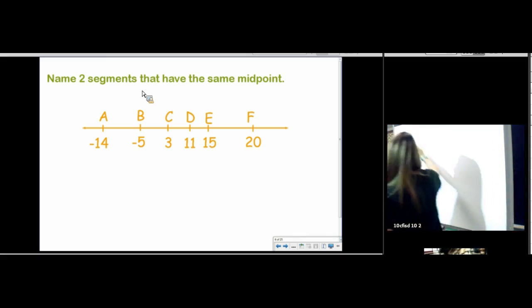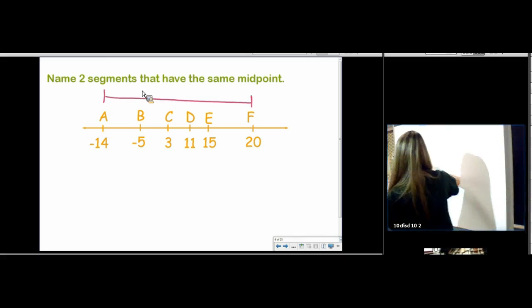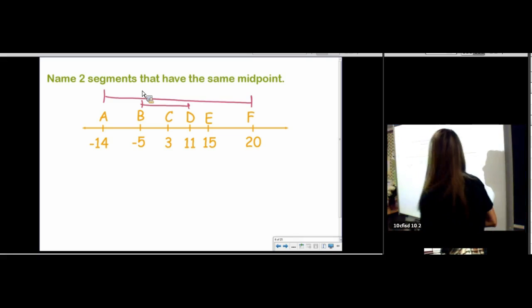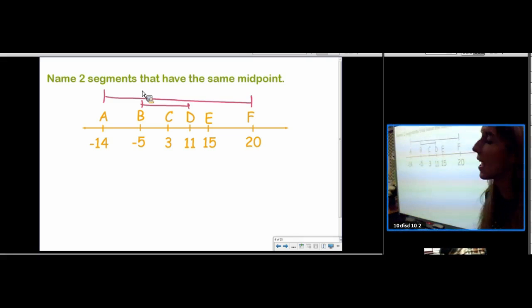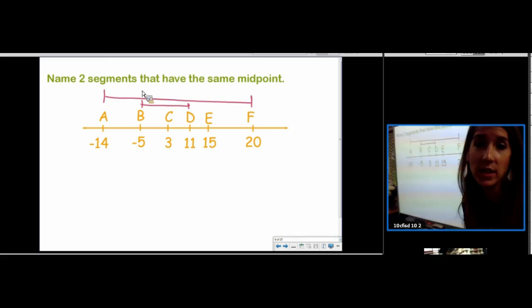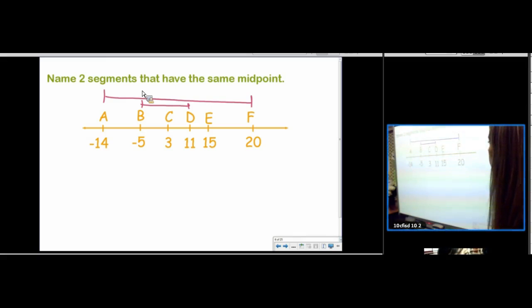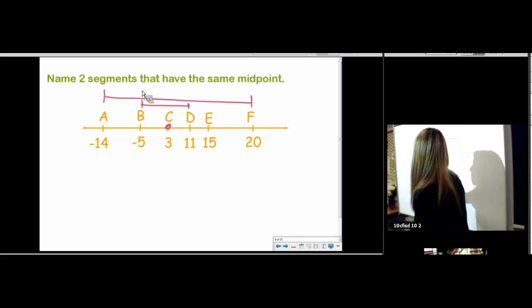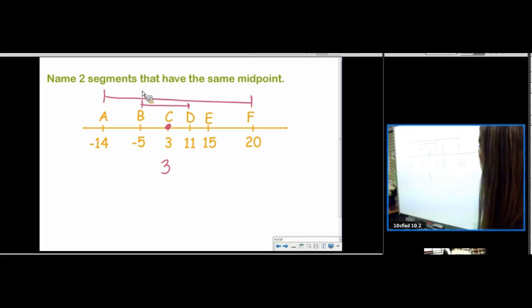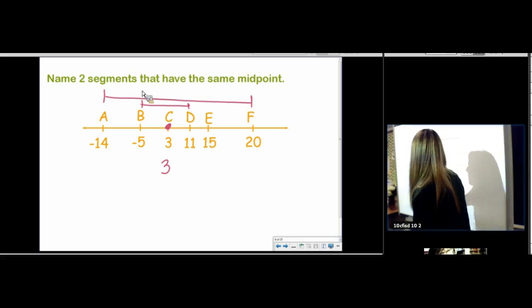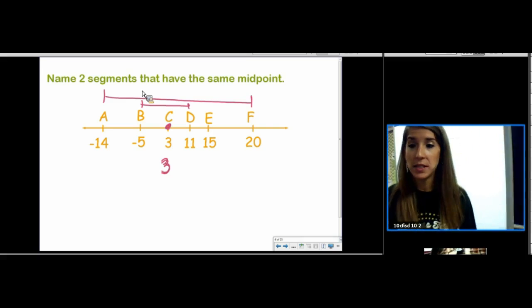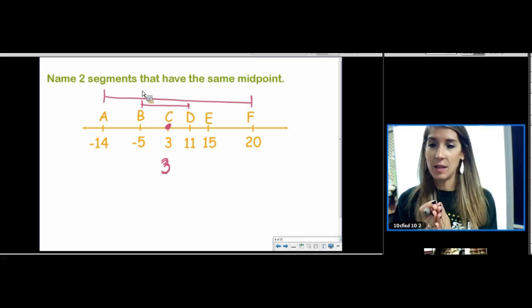AF and BD. Okay, so what's the midpoint of AF? Let's see, 20 plus 14, plus negative 14, sorry, divided by 2. So this is the midpoint, because it's 3. Okay, 11 minus 5, 6. 6 divided by 2 is 3. Ding, ding, ding. So you found two segments with the same midpoint, because C is the midpoint of BD, and C is the midpoint of AF.